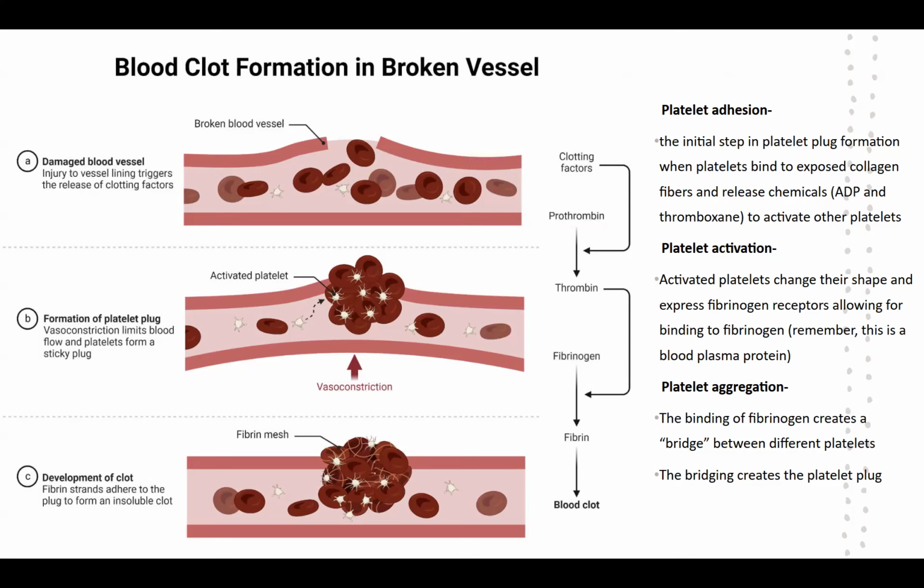Second phase is platelet activation. Again, I gave you two examples, a cut versus a puncture with a nail. Those are different sizes of blood vessel damage or broken blood vessels. The platelets need to be able to change their shape so that they can actually cover up the hole. So in platelet activation, the platelets will start altering their shape to be able to connect and patch up the hole that you just created in your blood vessel.